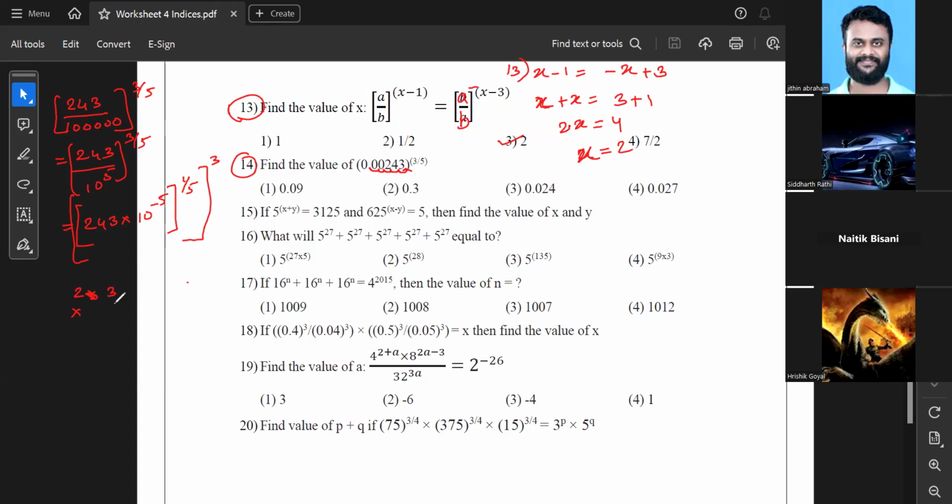So when I multiply 3 into 3 it is 9. 9 into 9 is 81. So 3 raised to 4 is 81, and 3 raised to 5 is 243. Now it is making sense.